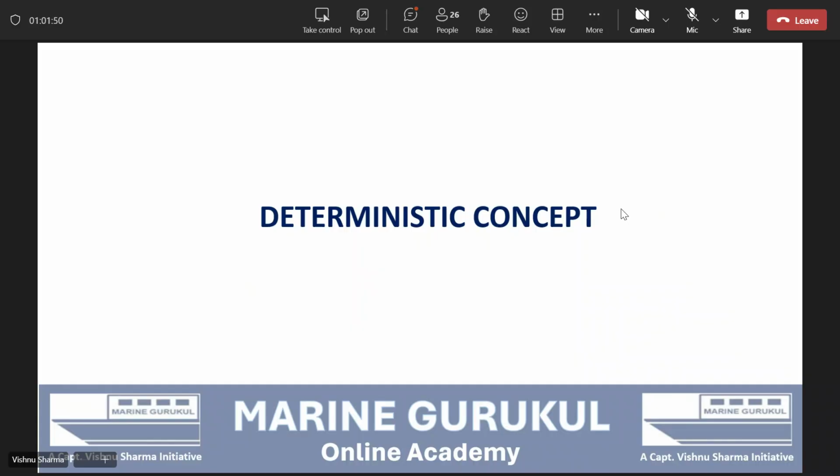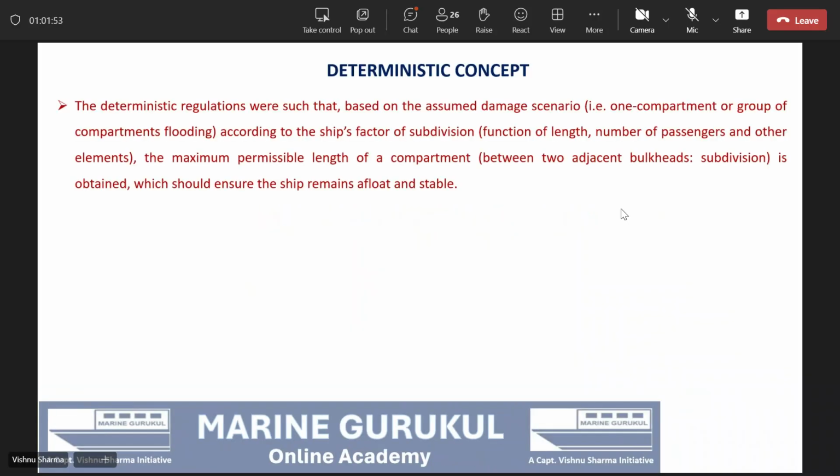What is this deterministic concept? The deterministic regulations were such that, based on the assumed damage scenario, depending on the length and the nature of service, a ship could be a one compartment ship, two compartment ship, or three compartment ship. What does it mean? Depending on which rules were applicable to that type of ship, if it's a one compartment ship, this ship should be able to survive damage to any single compartment, right?